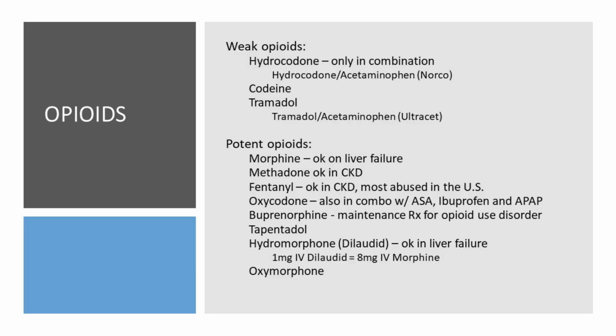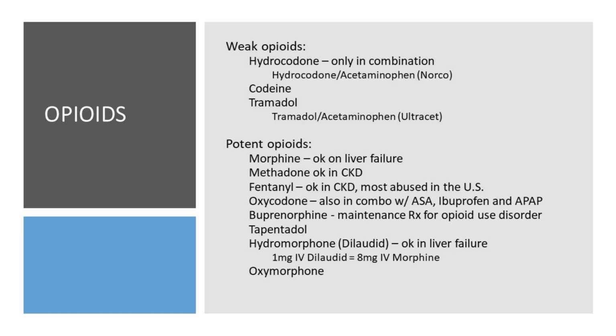Moving on to opioids, as you can remember from the WHO pain ladder, we had weak and potent opioids. This is an extended list of the opioid medications that we have. The weak opioids include hydrocodone. It comes only in combination with acetaminophen. The brand name is Norco. It is very commonly used. Another weak opioid is codeine, and we have tramadol, which can be found in combination with, again, acetaminophen. Brand name is Ultracet.